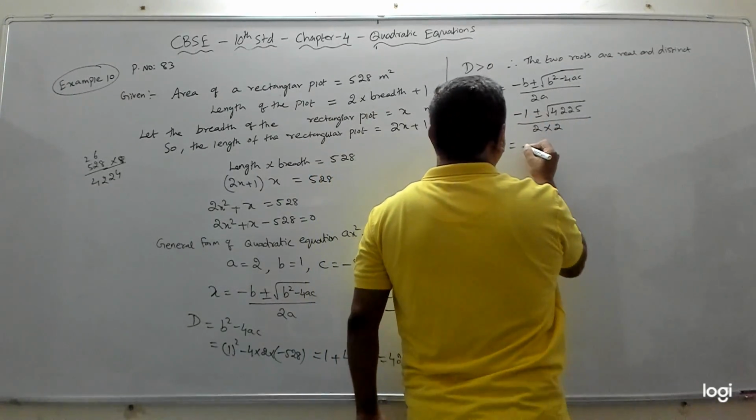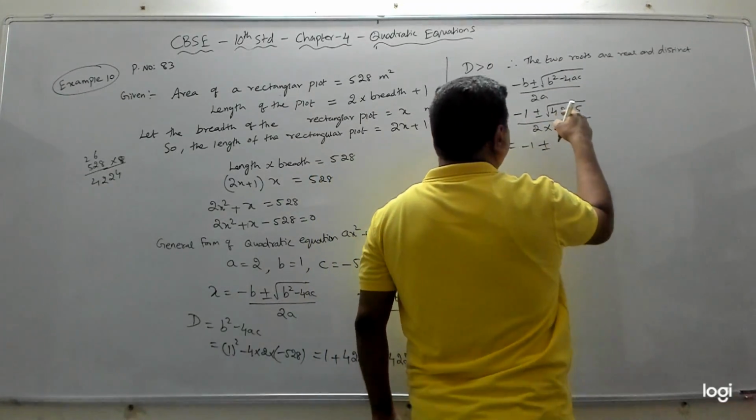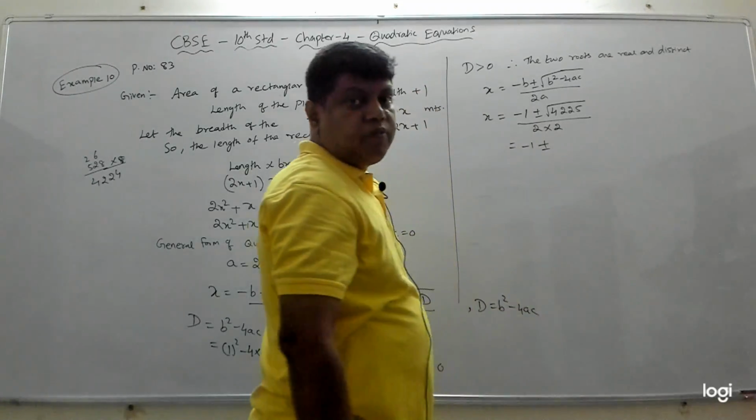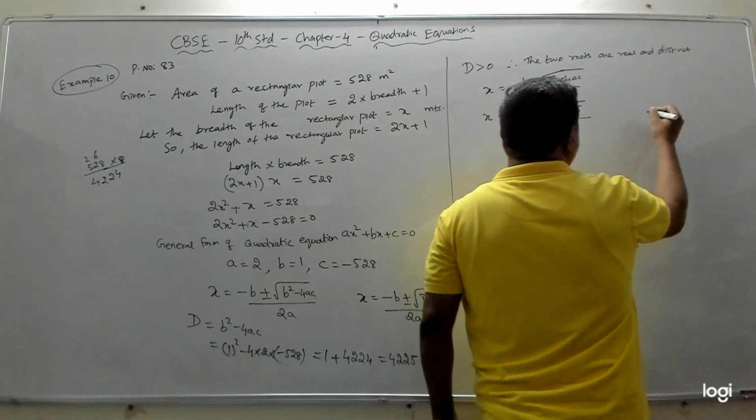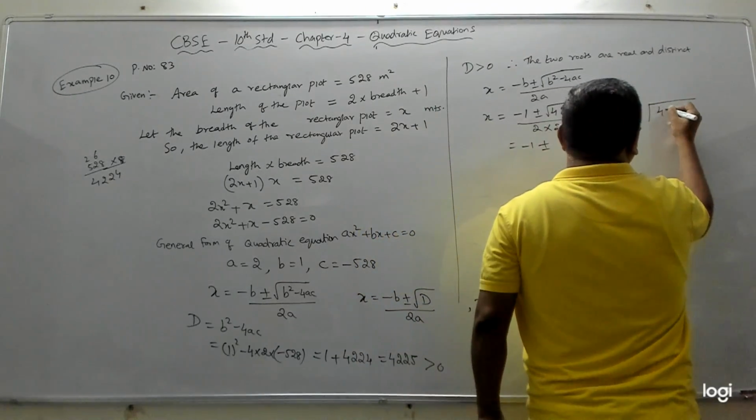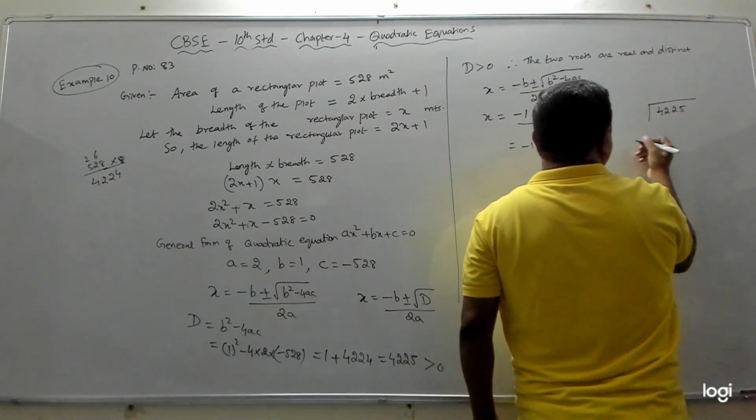Right? So what do we get? Minus 1 plus or minus, we have to find the square root of 4225. So how do we find the square root of 4225? We can solve using the division method to find the square root.